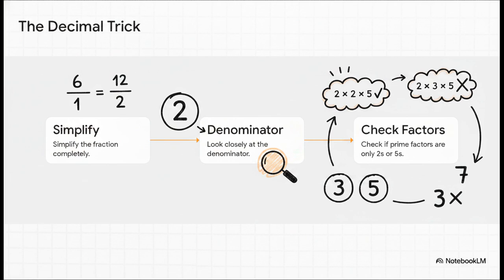Break that denominator down and check if its prime factors are only 2s or 5s. If they are, you've got a clean decimal. If a rogue 3 or 7 sneaks in there, it's a non-terminating decimal. Just think about how much time this saves on exams or when you're making estimates in the real world.